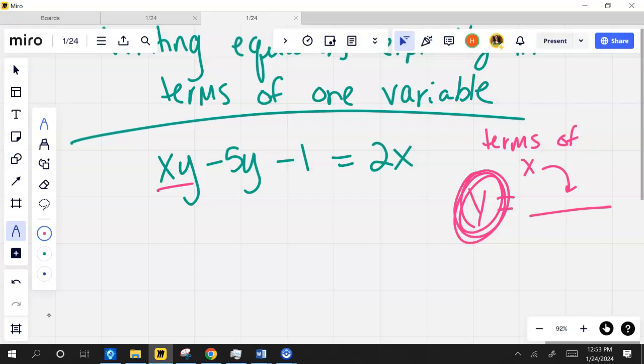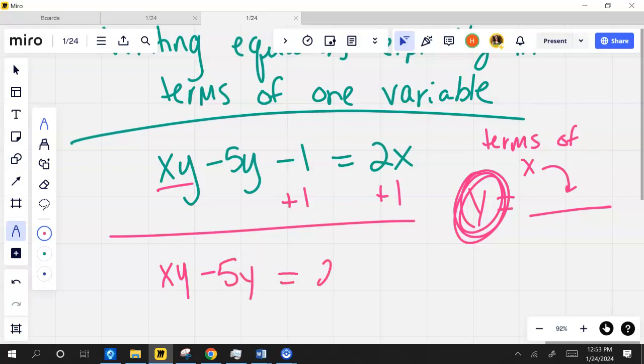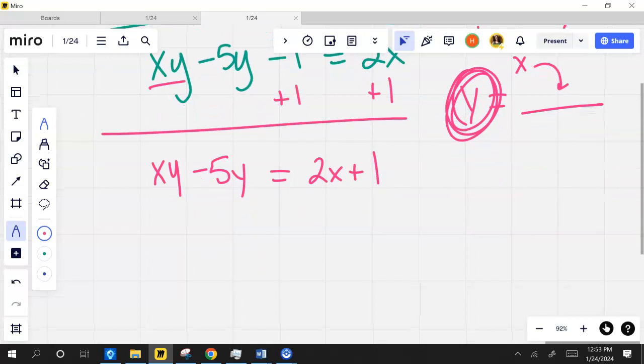Look at you, Miguel. Did you hear what he said? Move the y to the other side, factor out the y. I think you meant 1. Move the 1 to the other side. So now I have xy minus 5y equals 2x plus 1. And now I can factor a y out.